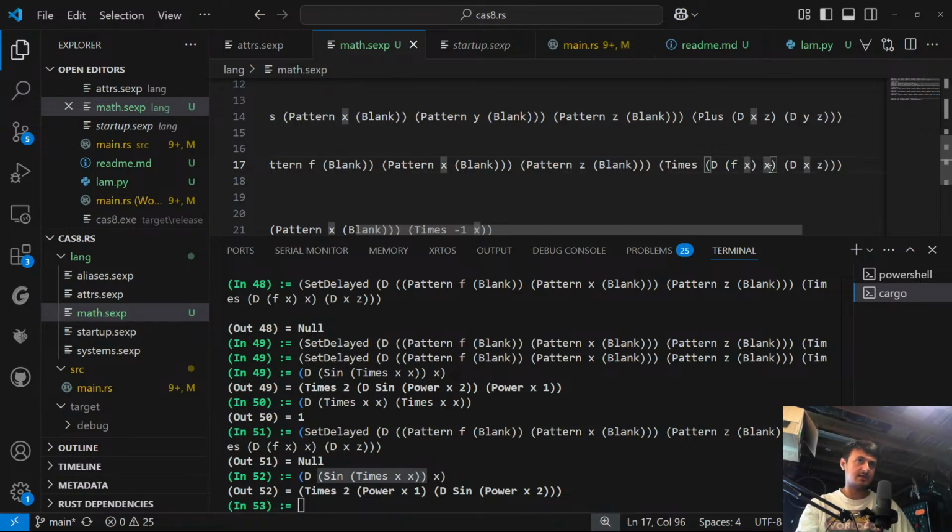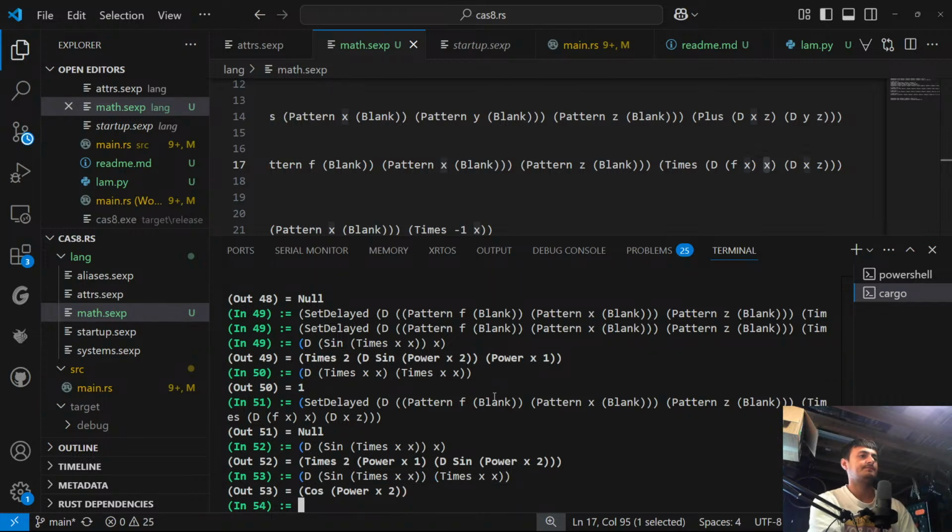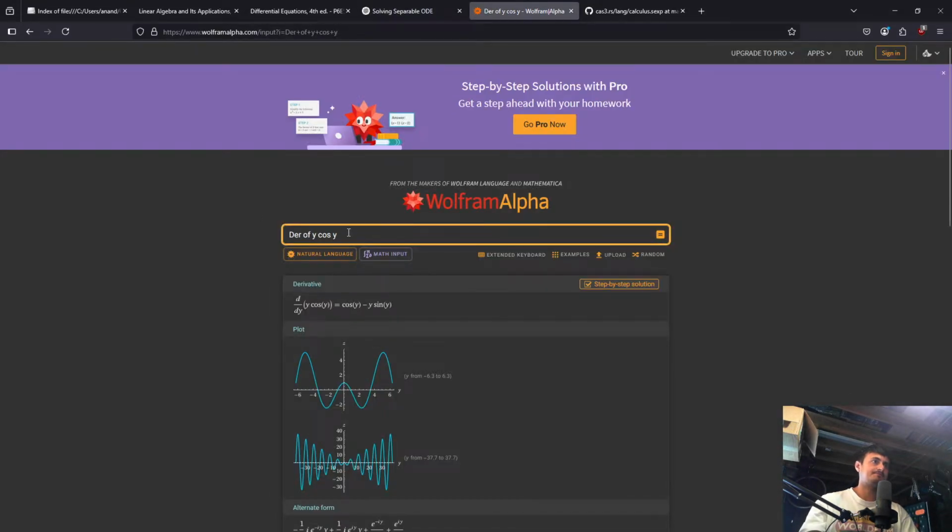See, this x is right. Okay, wait, let's try this. D sine of x times x, times x. So I believe that's right. I'm pretty sure that that's a correct derivative. Let's double check that.